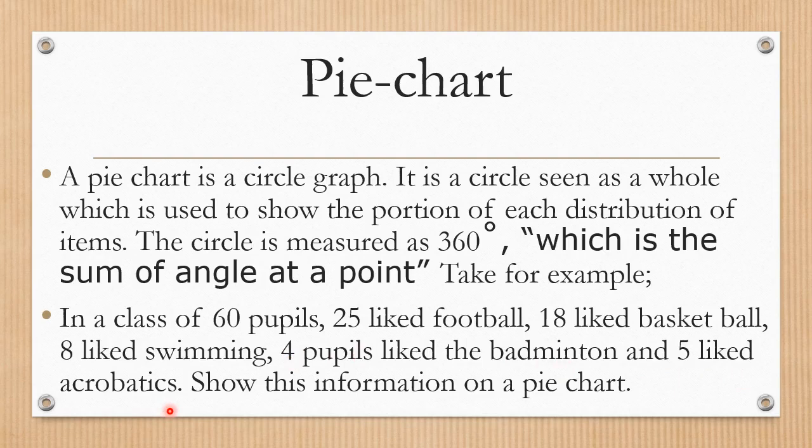In a class of 60 pupils, they were asked to tell what game they love. And in that 60, 25 pupils said they liked football, 18 liked basketball, 8 liked swimming, 4 pupils liked badminton, and 5 liked acrobatics. So now we are asked to show this on a pie chart. So let's look at what we have to do first.